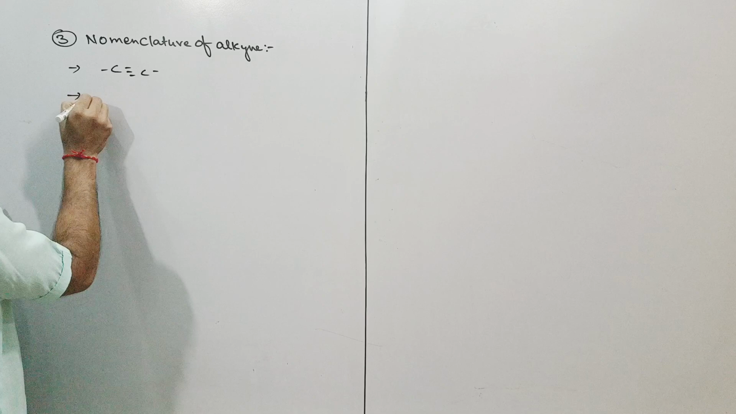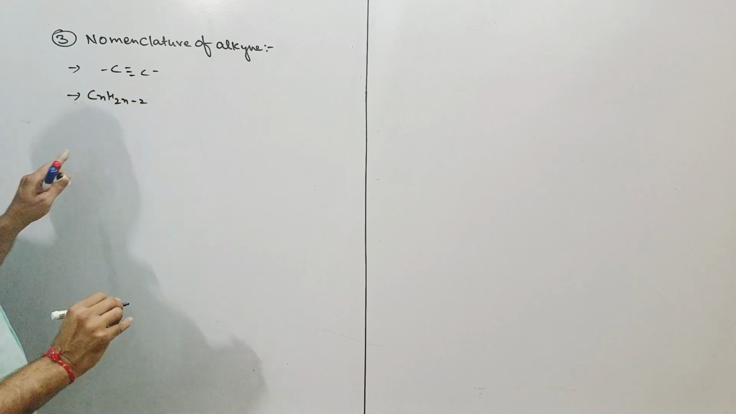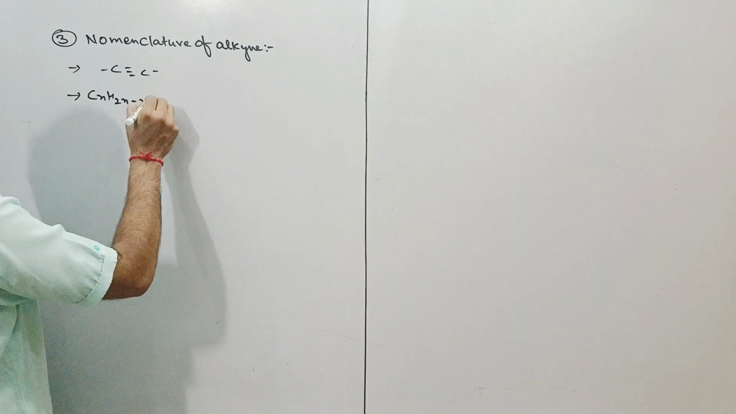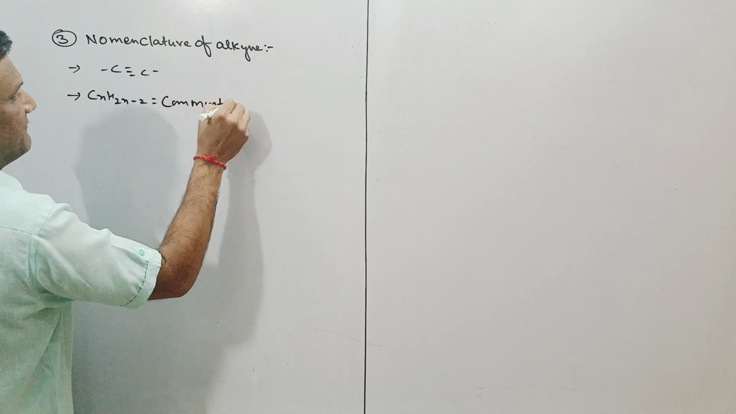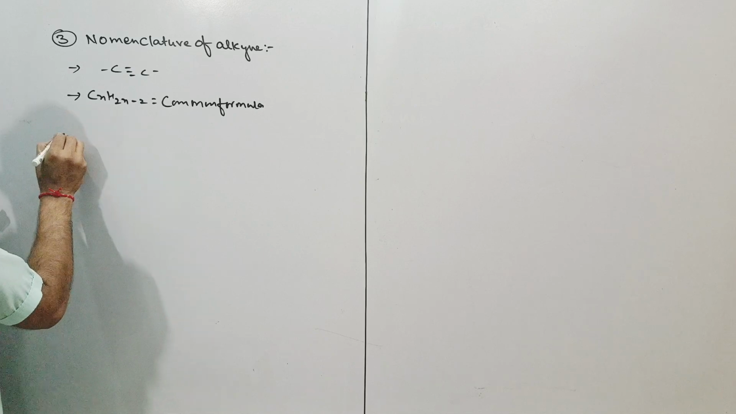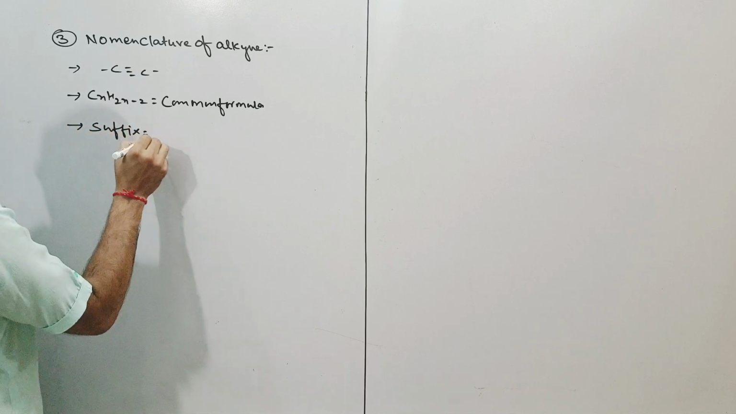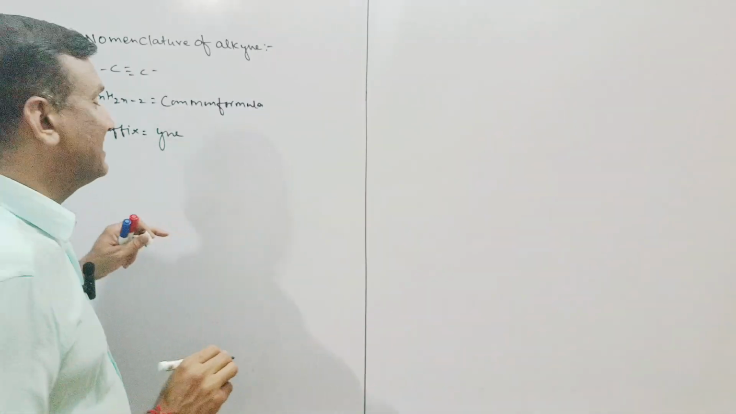Next is your general formula, that is CnH2n minus 2, where n is equal to at least two carbon atoms. We have discussed this in a previous video also. This is the general formula. Now I would like to go with the nomenclature. For the nomenclature, there is use of a suffix. For triple bond, it will be use of -yne, because these are known as alkynes.